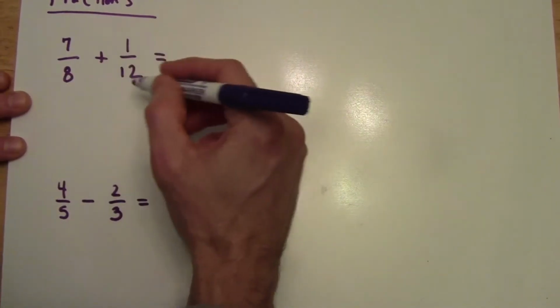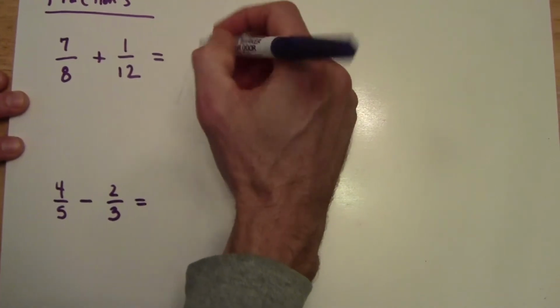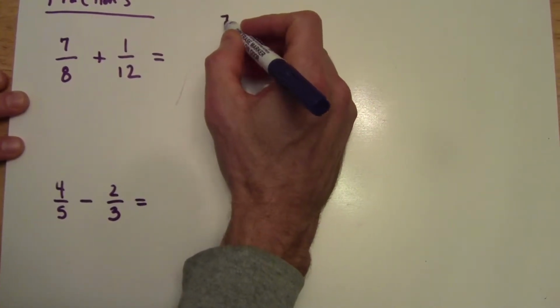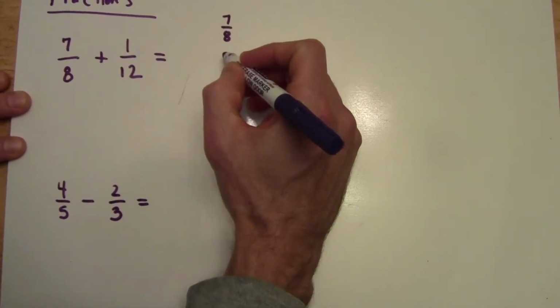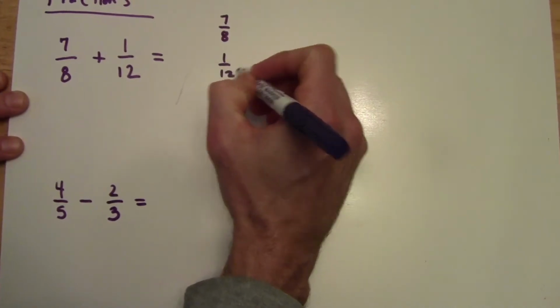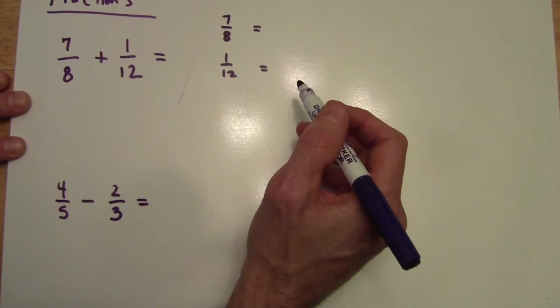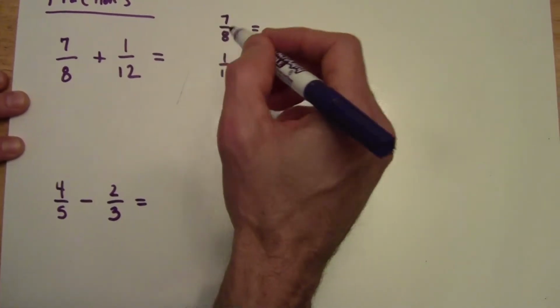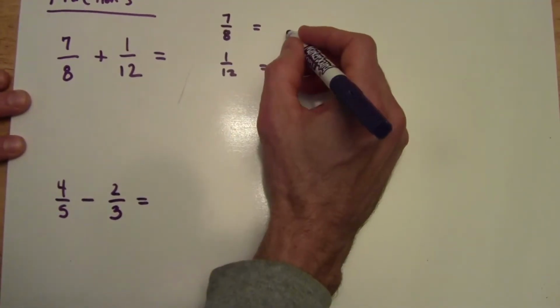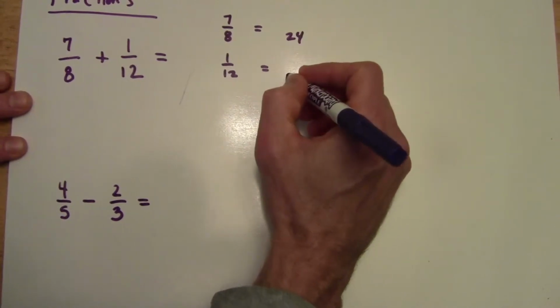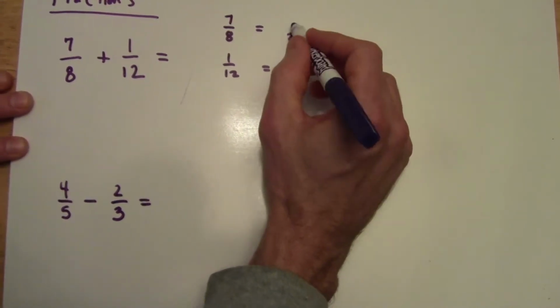So here's what I'm going to do. I'm going to rewrite this problem vertically. It works a lot better that way. So I'm going to have 7/8 and I'm going to have 1/12. And then I'm going to find equivalent fractions. I'm going to find fractions that are equal to these, but they have different denominators. And I want to choose 24 as my common denominator.